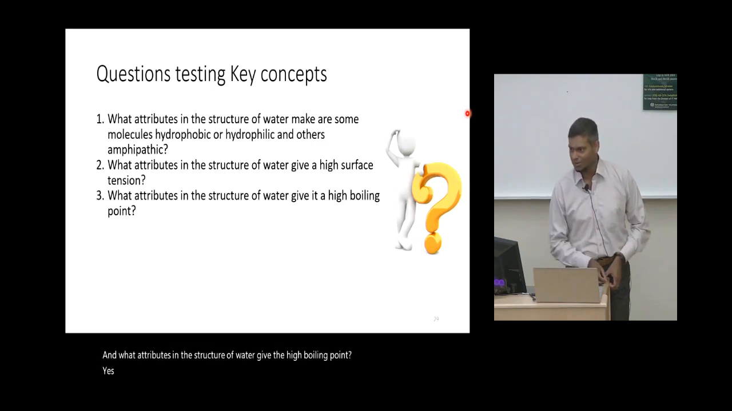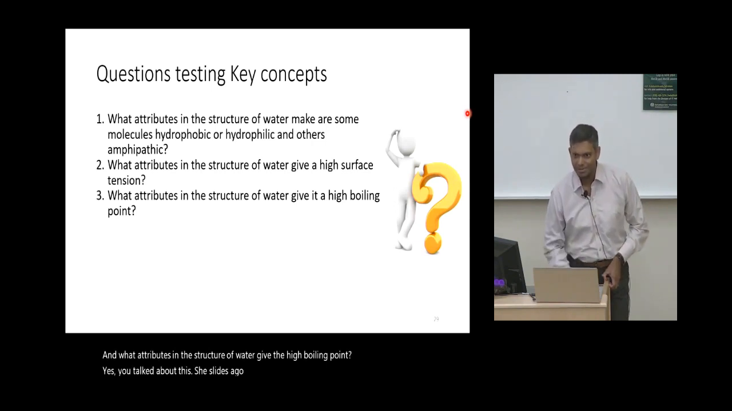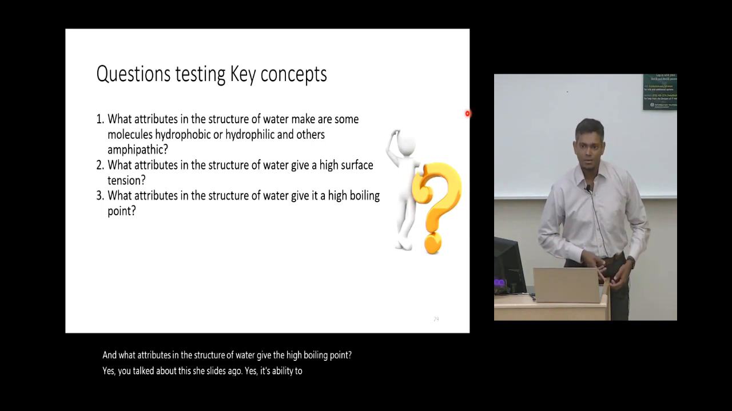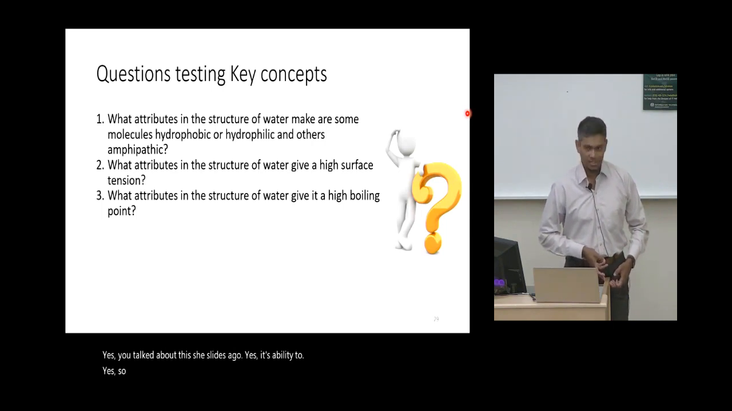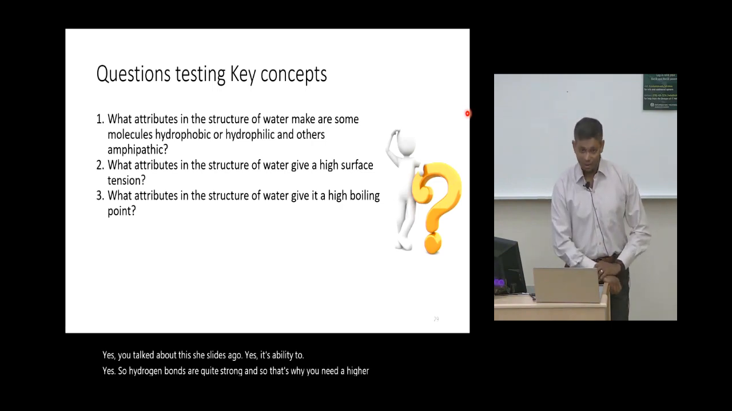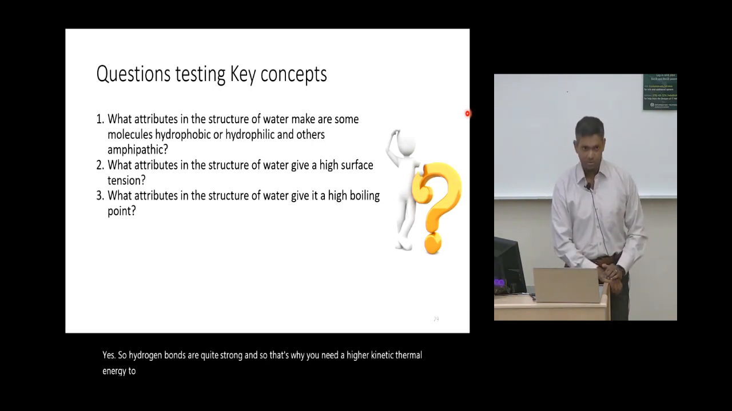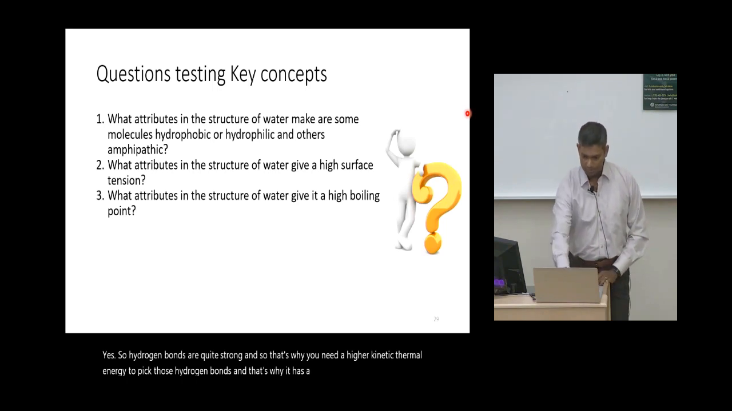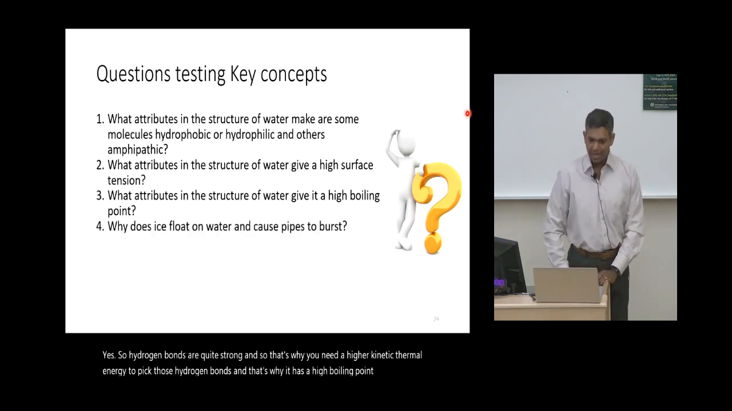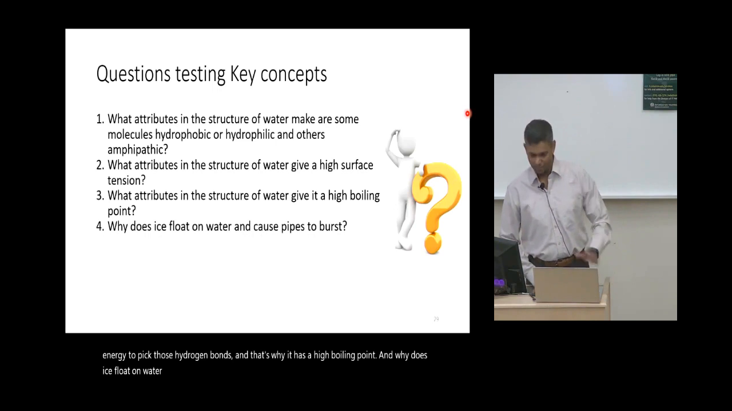Yes. We talked about this a few slides ago. Its ability to form hydrogen bonds with itself. Hydrogen bonds are quite strong, and so that's why you need a higher kinetic thermal energy to break those hydrogen bonds, and that's why it has a high boiling point. And why does ice float on water, and what causes it to burst? We already talked about this.